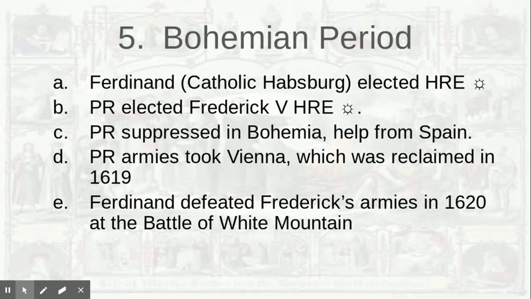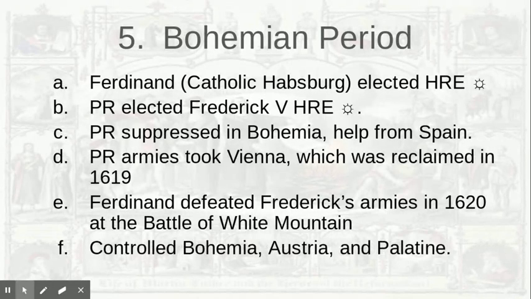The Protestant armies do have some success. They conquer Vienna. But it goes back to the other side in 1619.